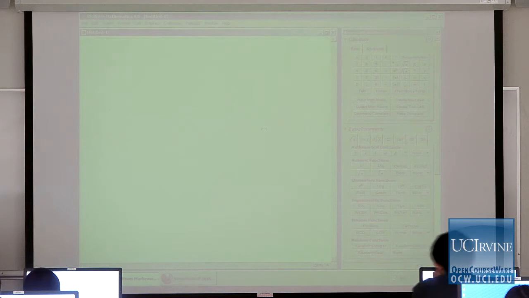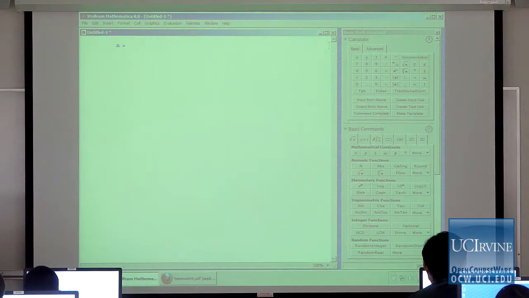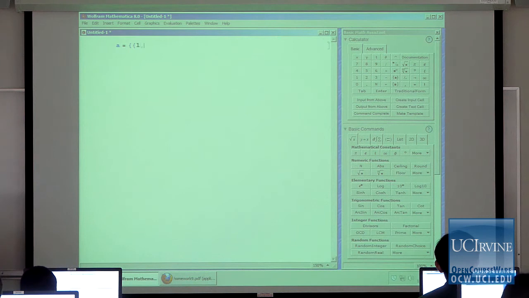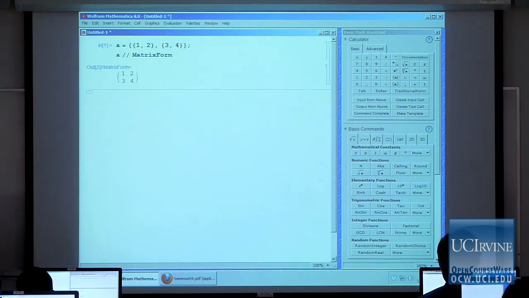Turn on the screen here. All right, so we're going to start really simple. We'll just do a little 2 by 2 matrix. And so I'm going to define the matrix A equals, curly, curly. It's going to be, the first row will be 1, 2. And then the second one will be 3, 4. All right? And now we can look at A in matrix form. And so there it is. All right.